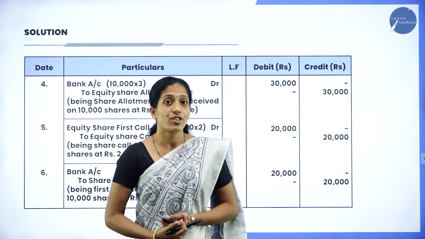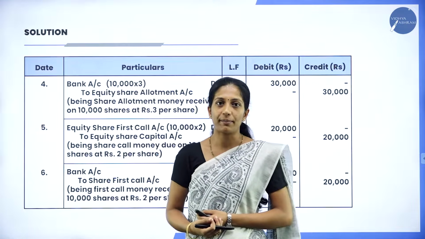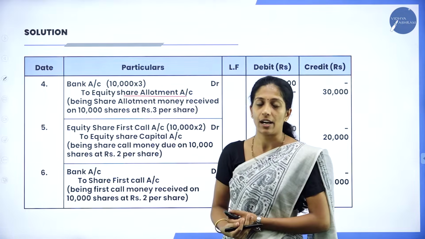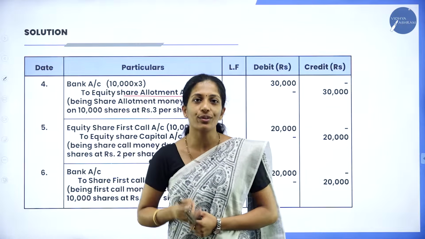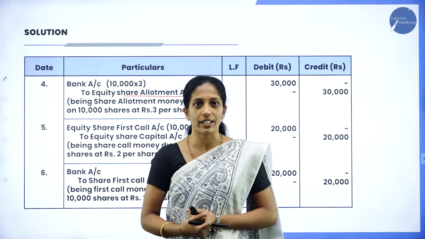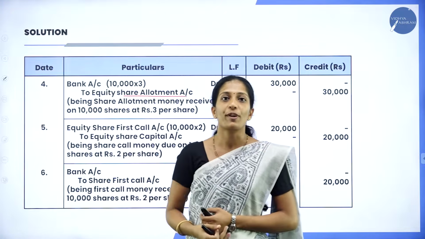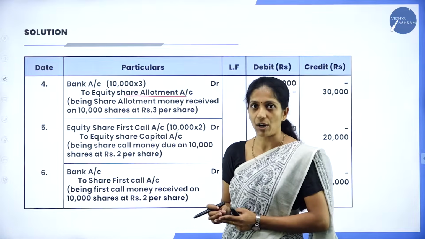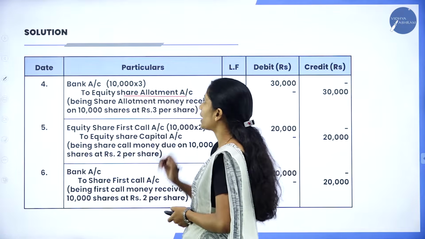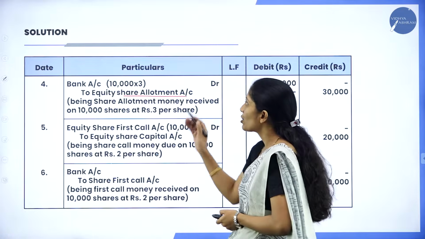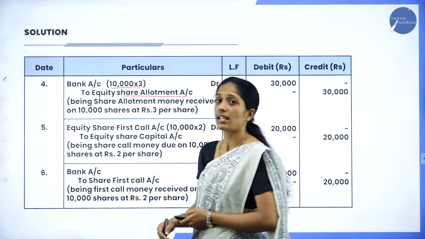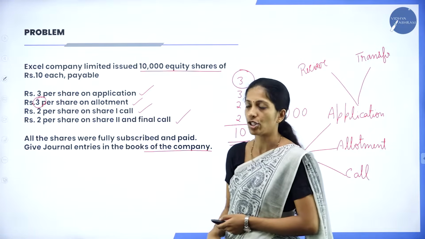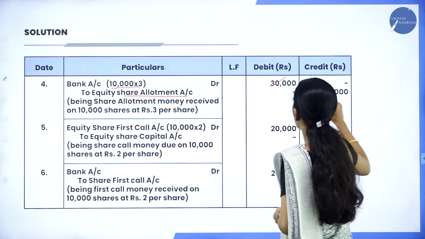allotment amount. Now what is your fourth entry? Receiving of allotment money. So what would be your entry? Bank account debit to equity share allotment account, and this is the second stage where you are going to receive the amount. First, you will record the transaction, that is the due entry. So what would be your due entry? Share allotment account debit to share capital account. Next you will receive the amount, that is the allotment amount. So bank account debit to equity share allotment account. So what would be the amount? 10,000 is the number of shares, and what is the allotment money? The allotment money is rupees 3 per share. So 10,000 into 3, 30,000.